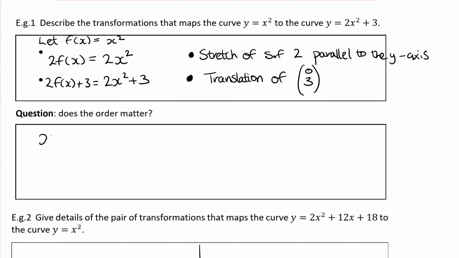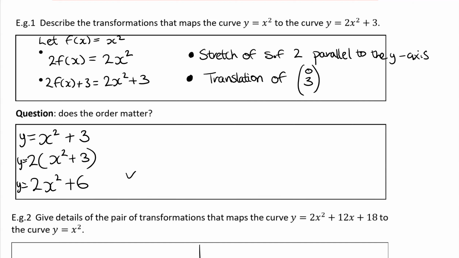If we added the 3 first, that'd be x squared plus 3. And then if I multiplied it by 2, I'd have to multiply the whole thing by 2, which would give me 2x squared plus 6. So, yes, the order does matter.